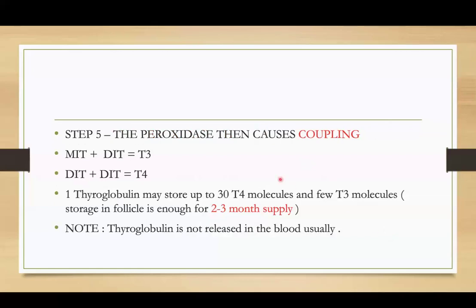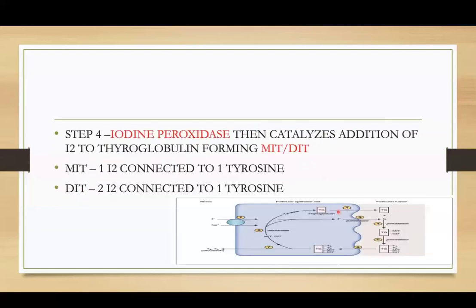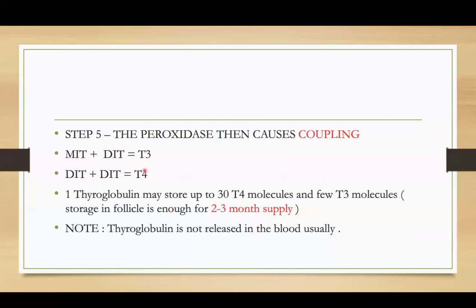The fifth step is the same peroxidase, iodine peroxidase, causes coupling, which is basically it adds these two structures together. So an MIT and a DIT, which are these two structures over here, are going to couple and form T3. And this makes sense because MIT has one iodine, DIT has two iodine, and when they add together, they have three iodine, right? Which is T3 because it's triiodothyronine. And then if we have two DITs that couple, then we have T4, which obviously makes sense. So di means two iodine and then two iodine, and then we add them, we have T4, which is tetraiodothyronine. So basically 1 plus 2 is 3 and 2 plus 2 is 4.